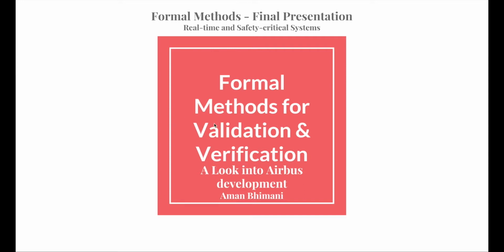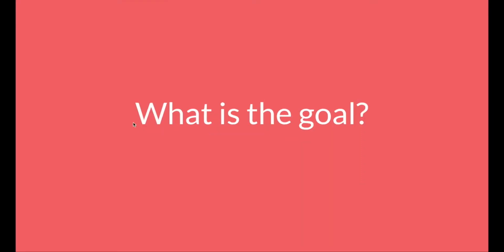So the question is, what is their goal by using formal methods? What are they trying to accomplish? So obviously the main goal is that it is a safety critical system, being aircrafts. They have to be safe and they have to make sure that there are no defects or errors in the system beforehand. Because if there are any errors, then there's some life at danger.